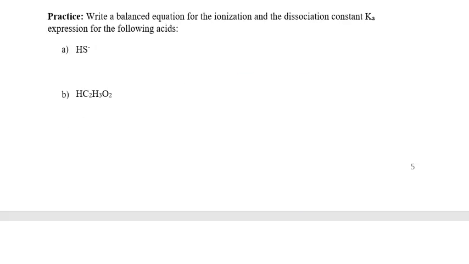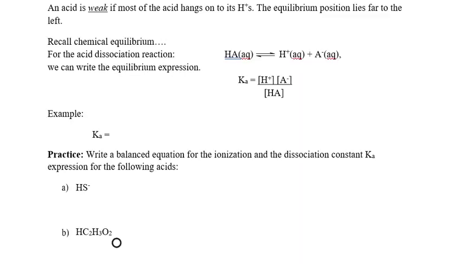And so here in these practices, I'm just going to have you write out a balanced equation of the ionization and the dissociation constant, the Ka, using these following acids. You don't have to do any math here. You're just writing the equation just like we wrote this equation up here, but you're actually including the acid that's a part of it.